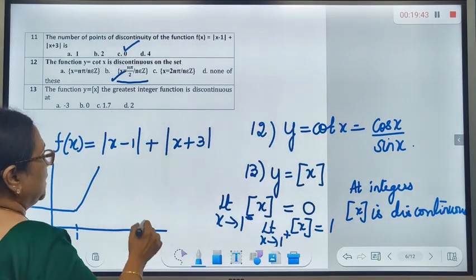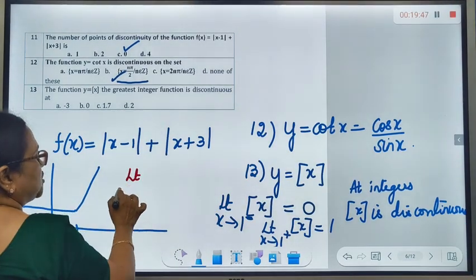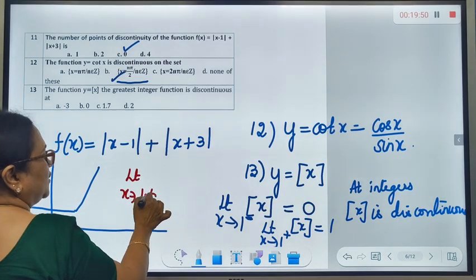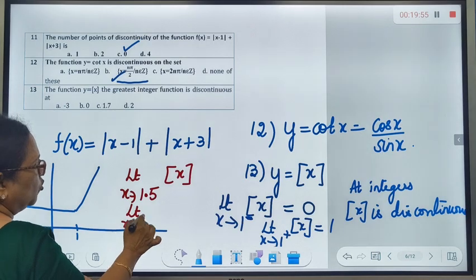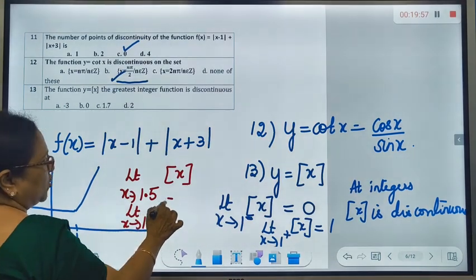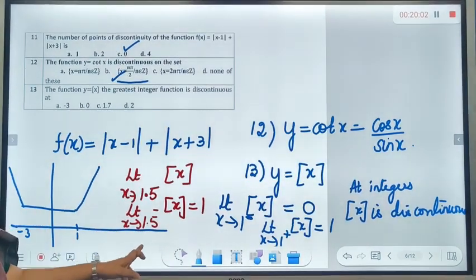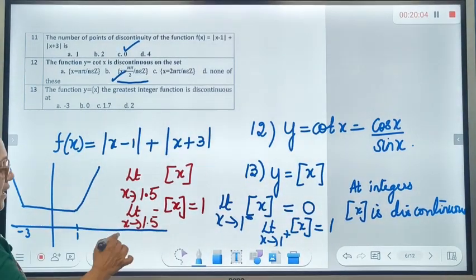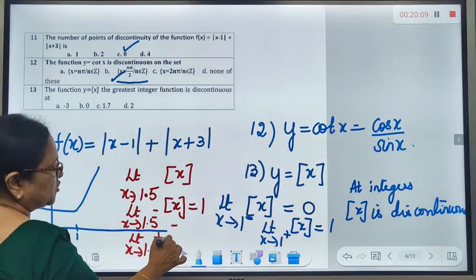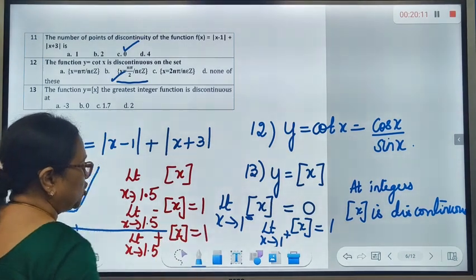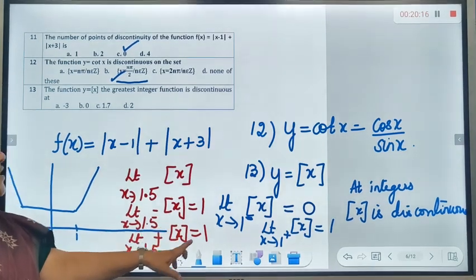Whereas, if you take the limit as x tends to 1.5 of square bracket x: the limit as x tends to 1.5 minus of square bracket x will be 1, because it will be values very close to 1.5 to the left of 1.5 on the number line. The limit as x tends to 1.5 plus of square bracket x will also be 1, because it is also close to 1.5 but to the right of 1.5. So in both the cases it is 1.